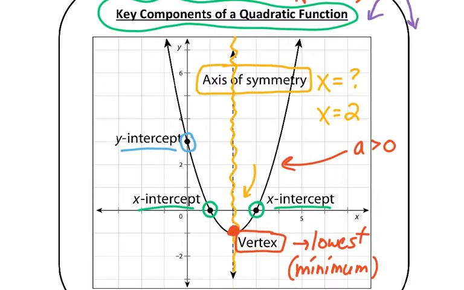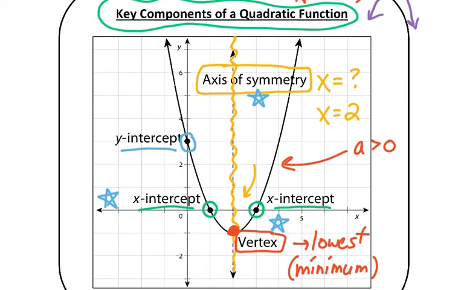And we won't focus on the y-intercept as much. Really, the most important ones we will look at will be, of course, the vertex, the axis of symmetry, and then a little bit later, the x-intercepts will come in and help us as well. So those are all the important vocab words that we need to know.